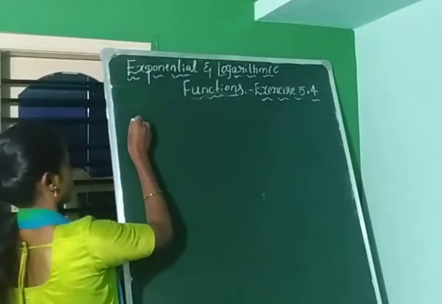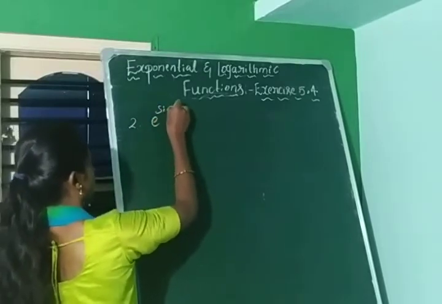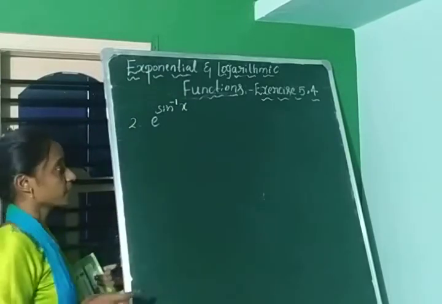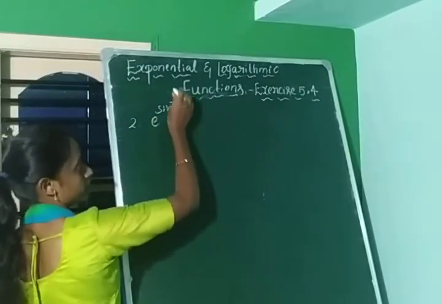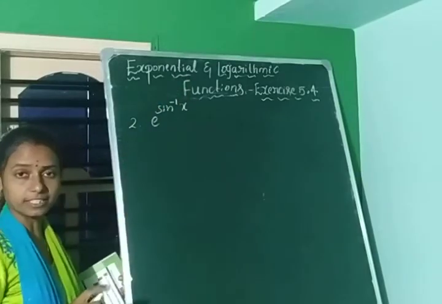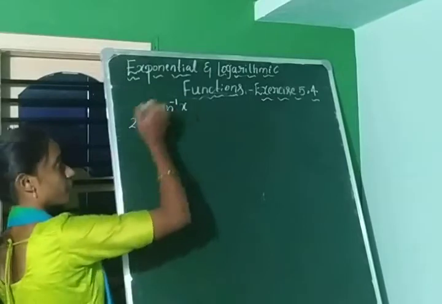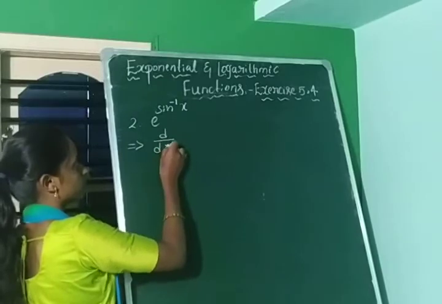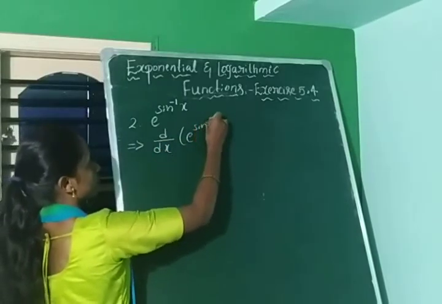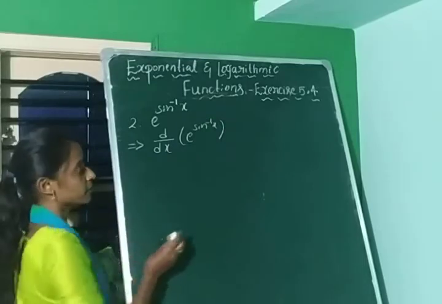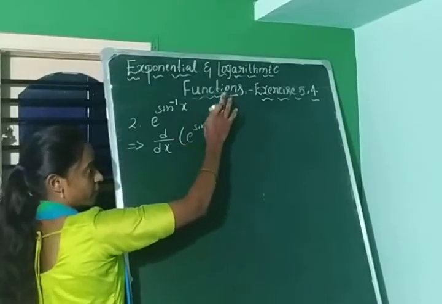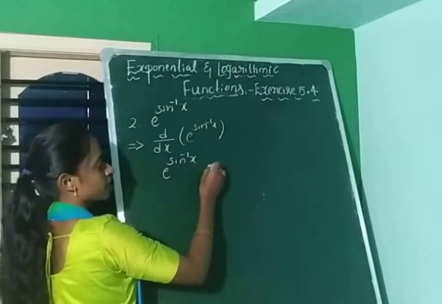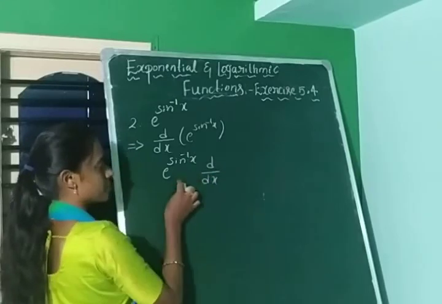e power sin inverse x. As I said, the derivative of the exponential function, that is e power some function, you need to write the function as it is, and again you need to differentiate the power of e. Is it clear? So now the derivative of e power sin inverse of x: write the exponential function as it is, that is e power sin inverse of x, and again you need to differentiate this power of e.